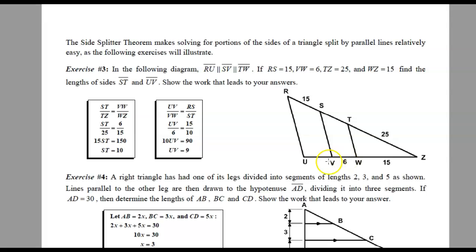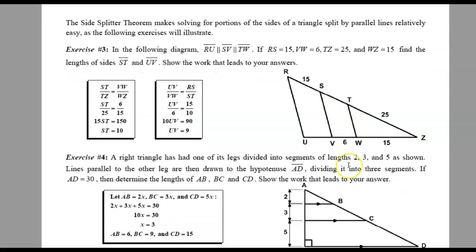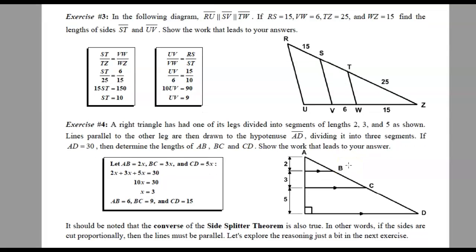You just set up proportions along the side of the big triangle and set them equal to the fractions from the other side. You just have to make sure that the sides are parallel, that these lines intersecting are parallel, otherwise it doesn't apply.